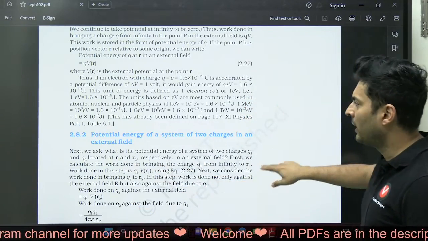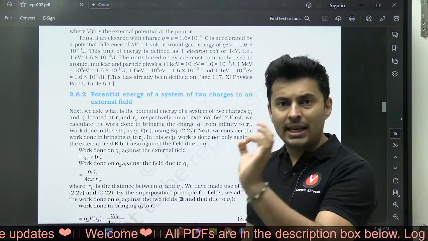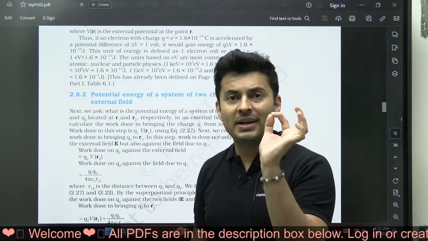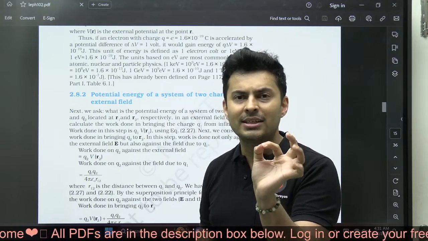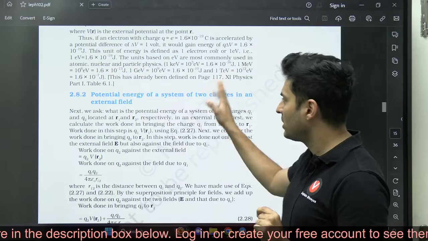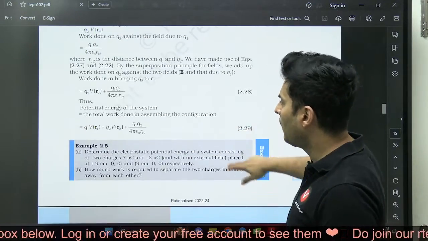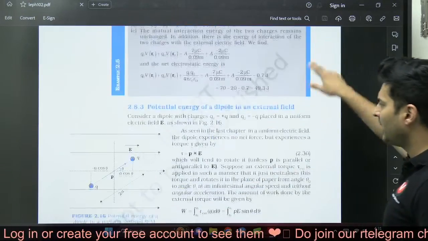That's all. You should also know the unit of electron volt. 1 electron volt is 1.6, substitute the value of e basically, 1.6 times 10 to the power minus 19 joules. So that is something which you should be aware of, used in modern physics mainly.